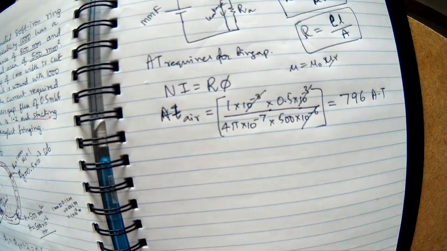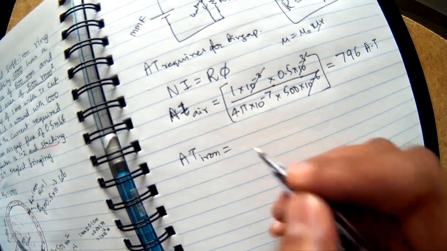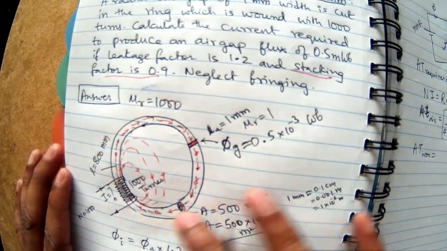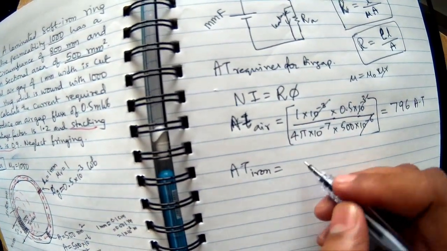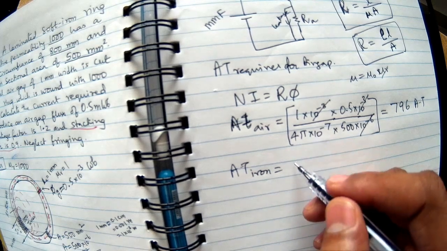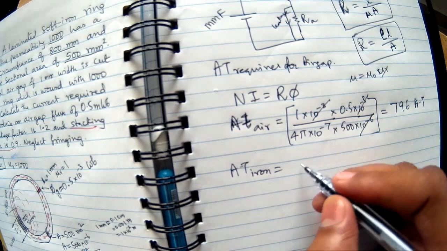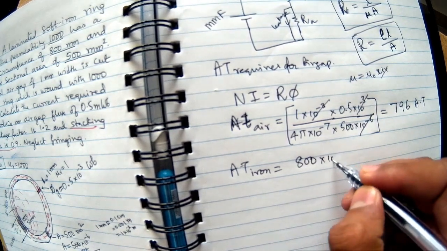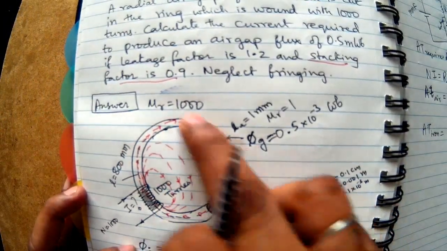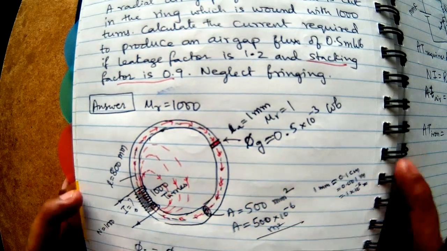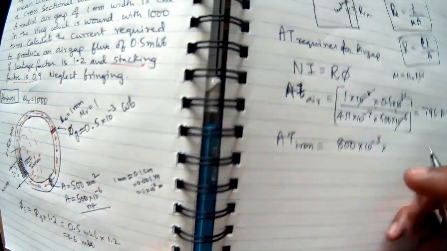Now let's calculate the ampere turns required for the iron part. Again, I can use the same formula. Length: so length is how much? 800 mm. So 800 into 10 power minus 3, multiplied by flux. So how much flux is flowing in this one? Because of the leakage effect, we had to multiply by 1.2. So I will be using 0.6 milliwebers of flux.